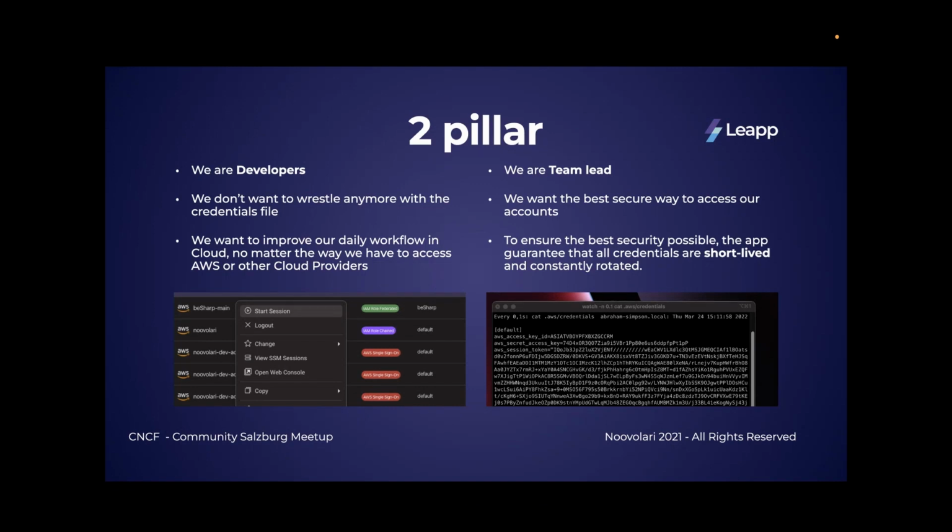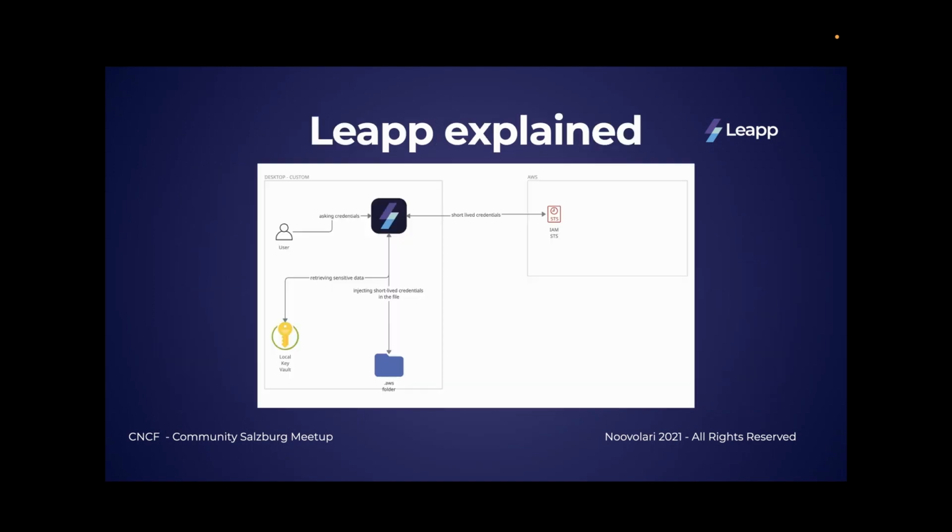Also, as we are growing, we are team leads, and we want to achieve a certain level of security for all of the team members, from the newbie to the senior DevOps. To match this, the app guarantees the best way to secure our accounts. So with the app, only short-lived credentials are generated and constantly rotated every 20 minutes. Everything from the app. But let me try to explain a little bit more about how Leap works.